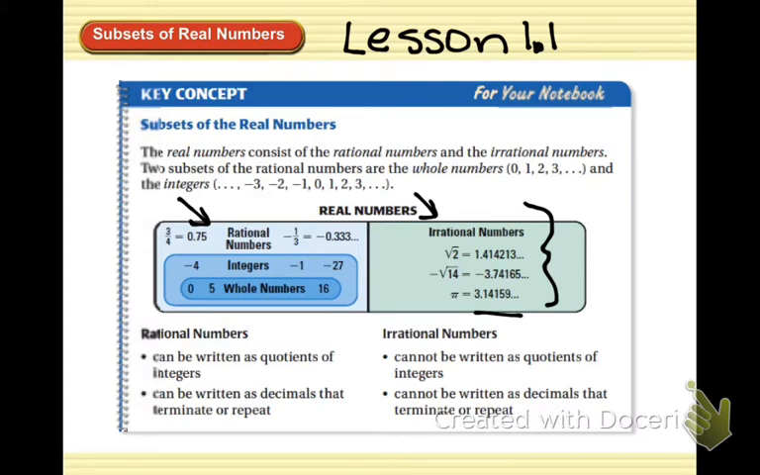Versus over on the left, our rational numbers, we have fractions and we have decimals. They can be repeating decimals, also integers and whole numbers.